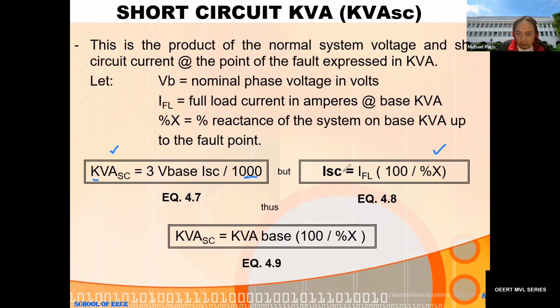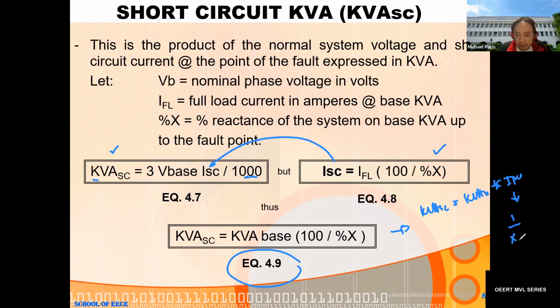Now, if you can still recall, for your short circuit, we have this form. Then, if we substitute ISC here at equation 4.7, yung 4.8, it will have equation 4.9, which is also the same thing if you use this, times IPU. IPU here is 1 all over XTH at the fault point in terms of per unit. Please take note, this one here is equal to VPU over V base, which is your pre-fault voltage.